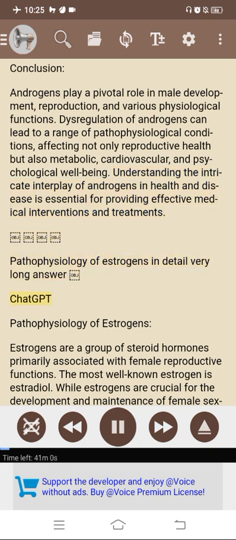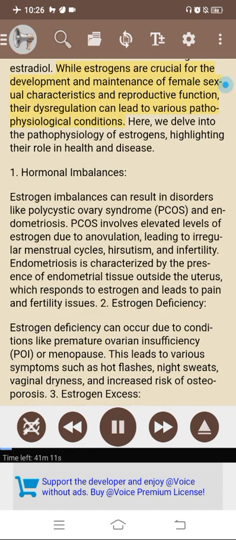Very long answer. ChatGPT. Pathophysiology of estrogens. Estrogens are a group of steroid hormones primarily associated with female reproductive functions. The most well-known estrogen is estradiol. While estrogens are crucial for the development and maintenance of female sexual characteristics and reproductive function, their dysregulation can lead to various pathophysiological conditions. Here, we delve into the pathophysiology of estrogens, highlighting their role in health and disease.